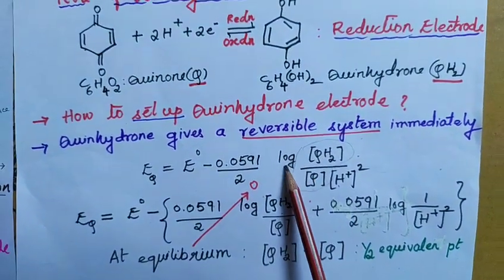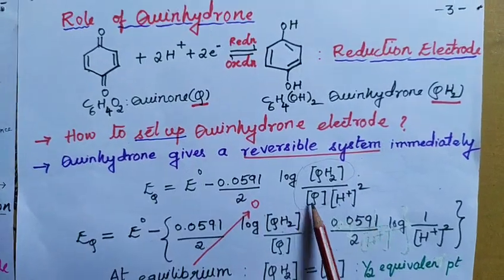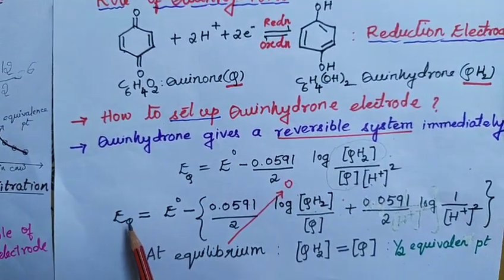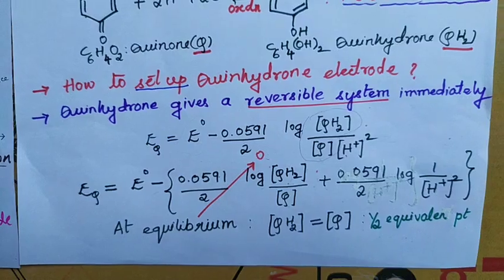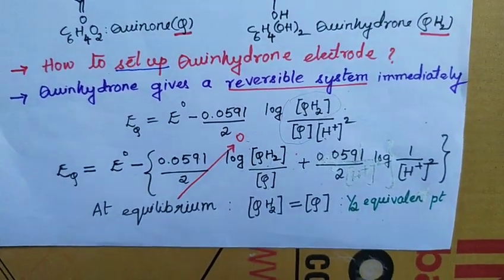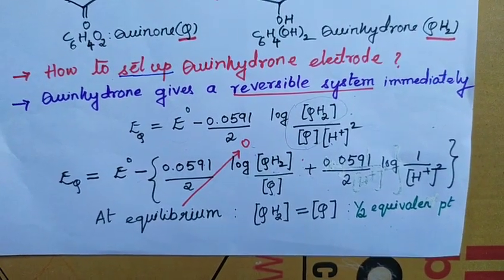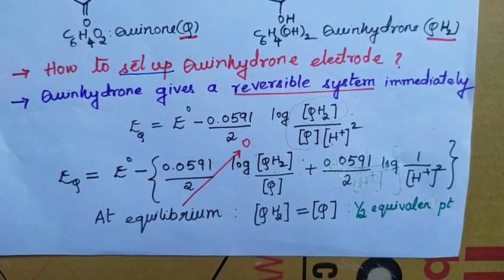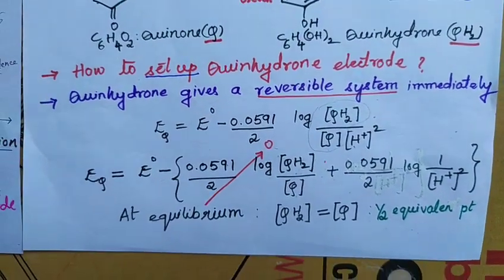Since we know that log of A into B is log A plus log B, we can write the expression as E_Q is equal to E naught minus 0.0591 divided by 2 log of QH2 concentration divided by Q concentration, plus 0.0591 divided by 2 log of 1 by H plus concentration whole square.